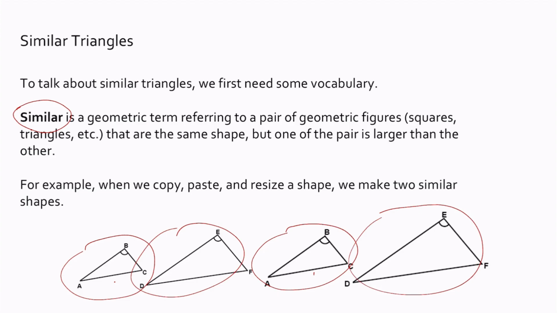And that's what we mean when we say similar, which is not the same thing we mean when we say similar in real life. When we say similar in real life, we mean, oh, they're kind of close to each other. Similar in geometry is telling us they are proportionate to each other.